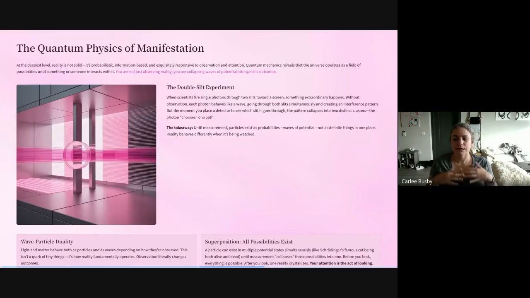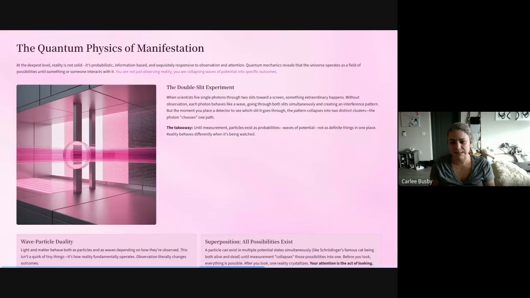To understand this, you have to understand that reality is not solid, that it's an information system. With every piece of information, there's a probability of it being a 1 or a 0, right? If you think of it in computer science terms, you have a 1 or a 0. And the probability of it being one or the other is sort of like the world that we are living in. So everything is operating as a field of possibilities until somebody observes it and interacts with it.